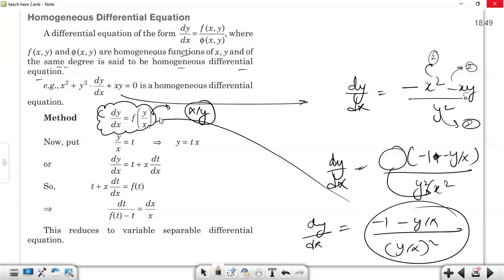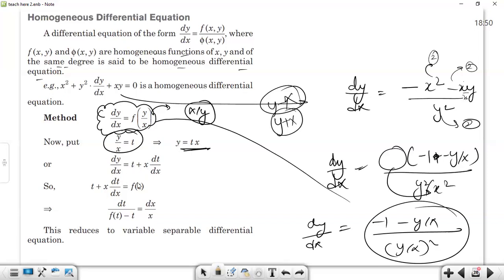Clear? Yes, sir. So what we'll simply do, earlier we were having substitutions like these. Now we are having fractions, so we'll consider y over x equals t. y will be equal to tx, or we can also denote it as v as given in the NCERT, or whatever we have studied in classroom. It is up to you. So y is equal to tx. Then after taking differentiation on both sides, it will become dy over dx equals t plus x into dt over dx.